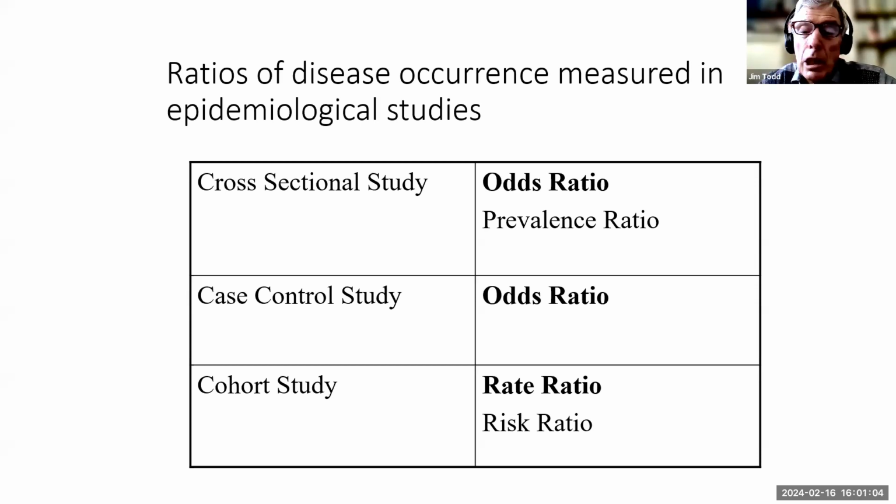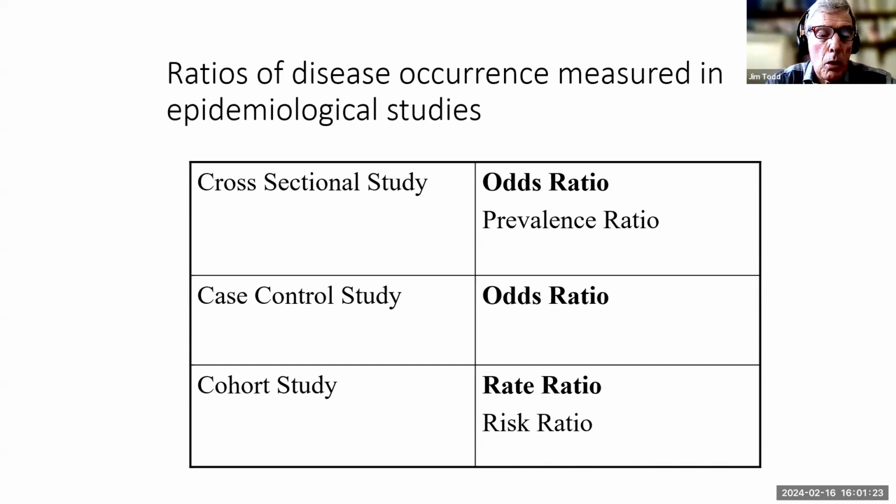In a case control study, we will only get the odds ratio. We won't be able to get the prevalence ratio because the case control study does not estimate the prevalence, because the cases and the controls have been chosen with a different frequency.